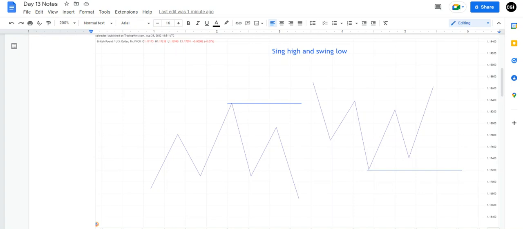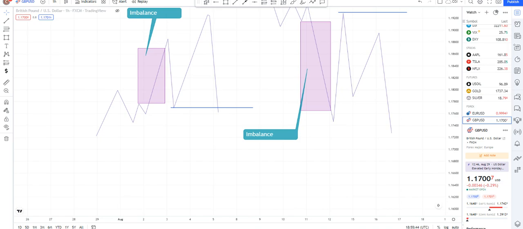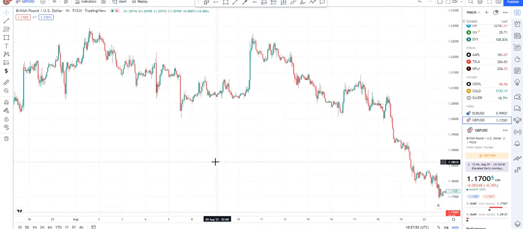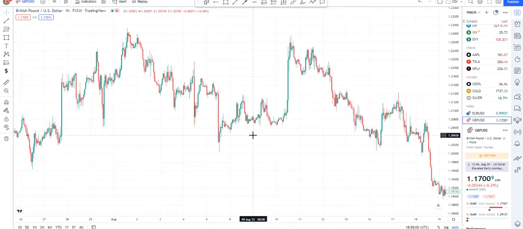Okay, so before we move to the next thing about identifying liquidity, we'll just check the chart to see if you can find examples of what I'm talking about here. Yeah, we have a downtrend over here, right?